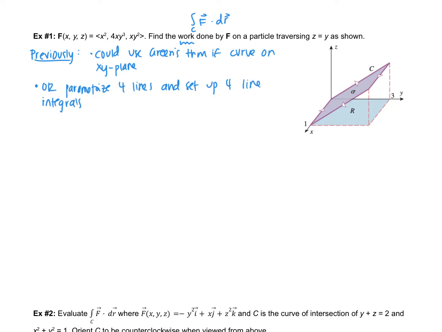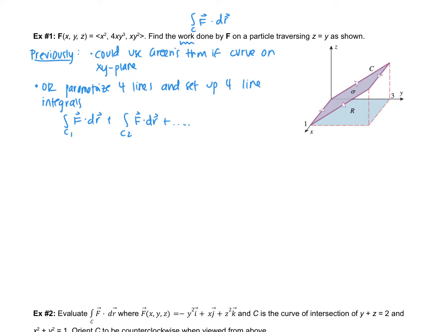So that's what we would have had to do here. We would have had to set up a line integral for this line, a line integral for this line, a line integral for this line, and then a line integral for the last one. So that would give us a line integral for the first curve of f dot dr, add the line integral for the second curve of f dot dr, so on and so forth.